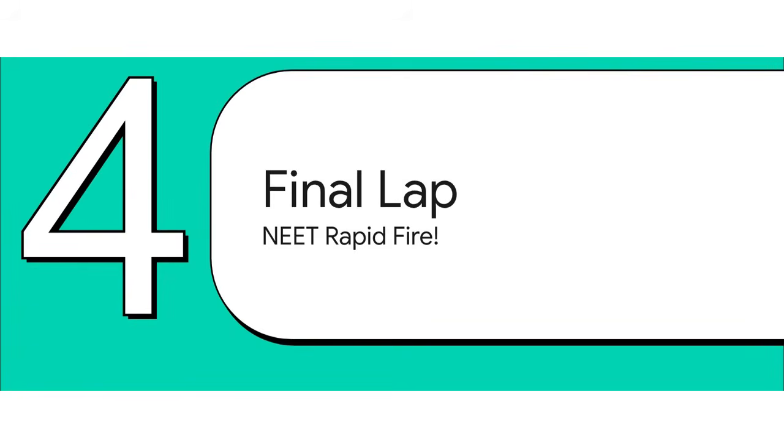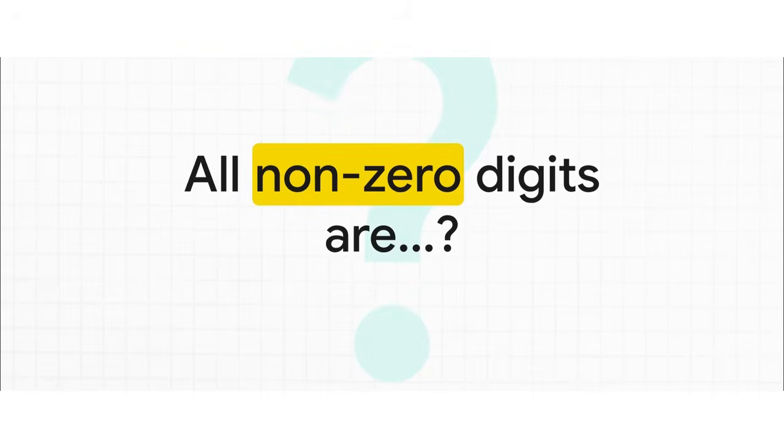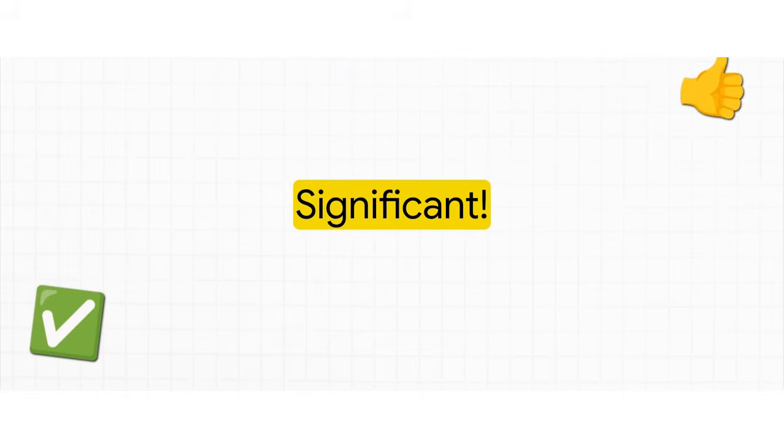Okay, team, it is time for the final lap. Let's do a quick rapid-fire round to see if these concepts have really stuck in your brain. You ready? Let's do this. First question, nice and easy. All non-zero digits are considered? Significant. You got it. That's the first and simplest rule of significant figures. If it's not a zero, it's always significant.